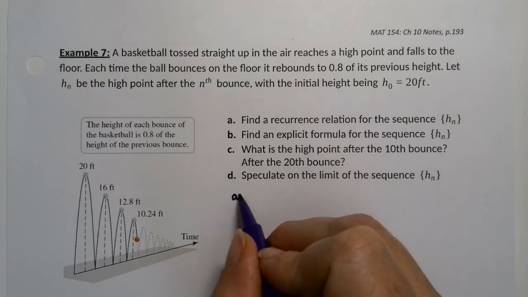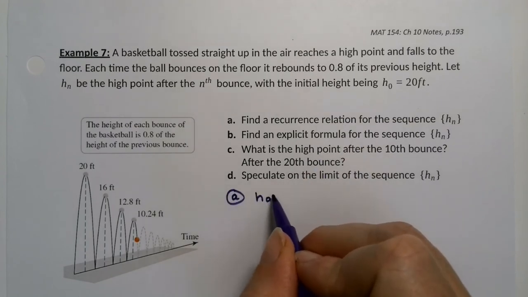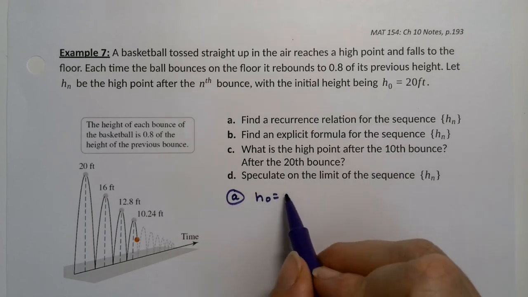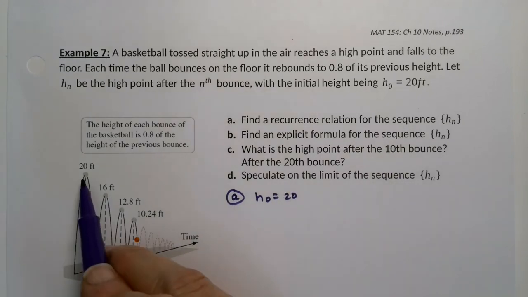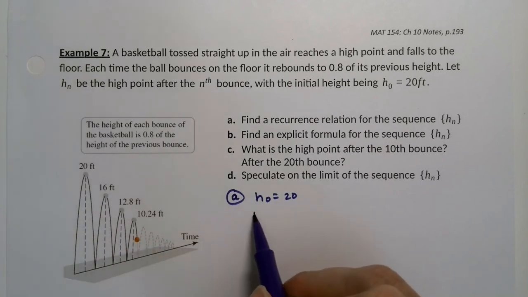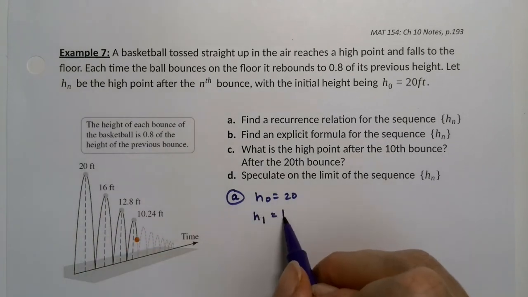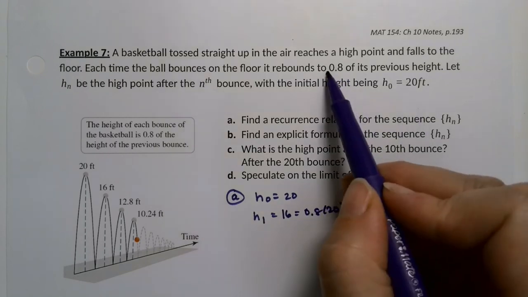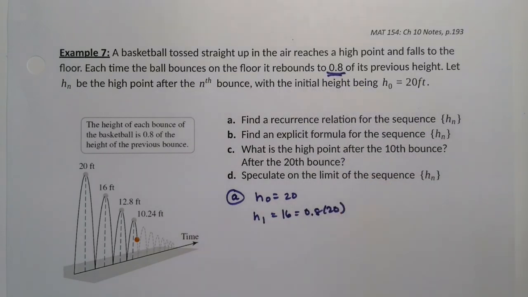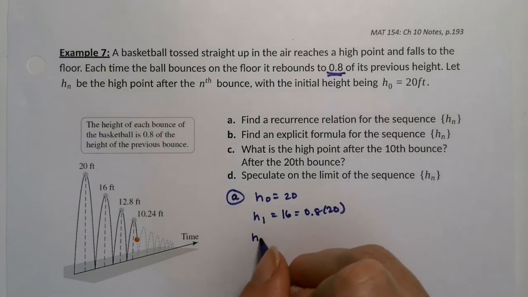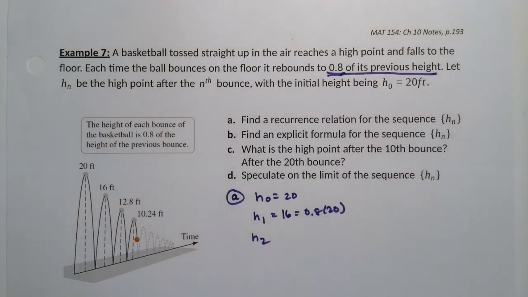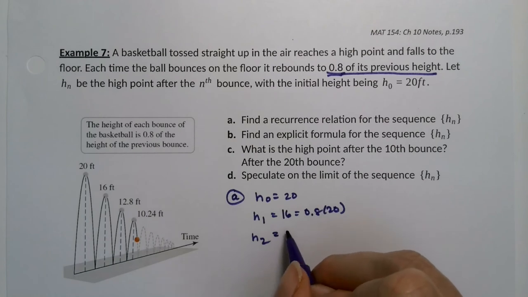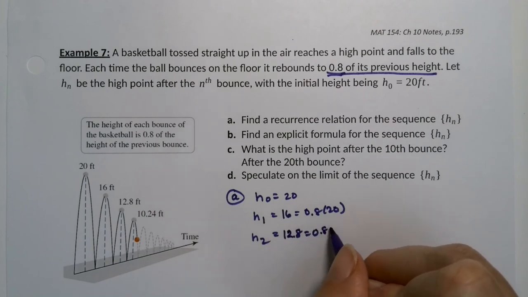So for part A, h sub 0 was equal to 20. You can see it right there. H sub 1 is equal to 16, but 16 is 0.8 times 20, right? That's what it means: rebounds to 0.8 of its previous height. Notice the previous in there. H2 is 12.8, which is 0.8 of 16.